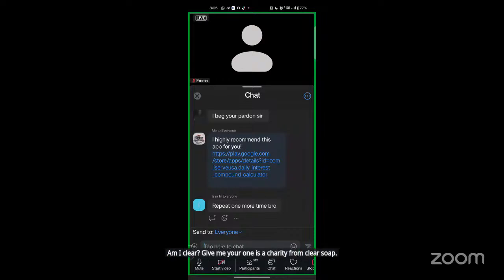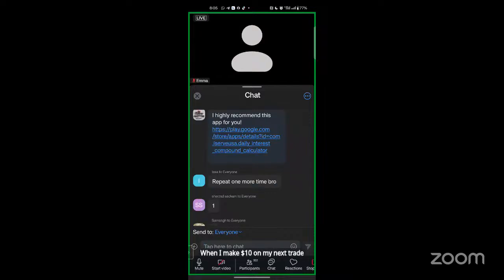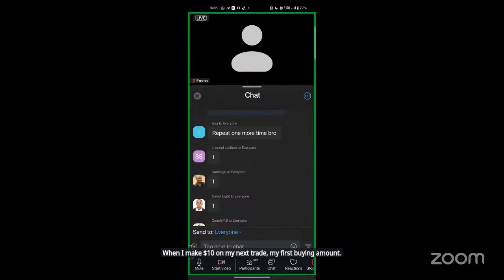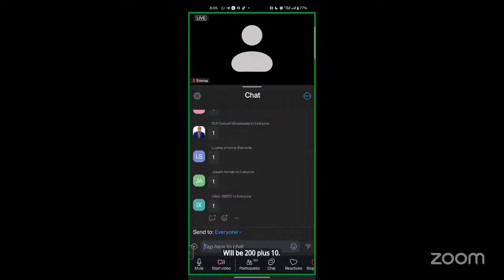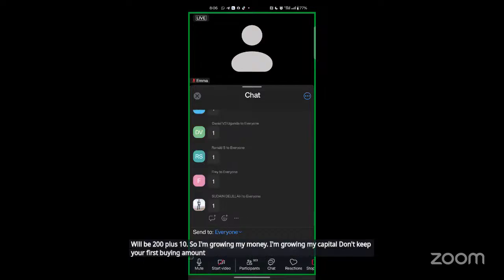So when I make $10 on my next trade, my first buying amount will be 200 plus 10. So I'm growing my money. I'm growing my capital. Don't keep your first buying amount constant.